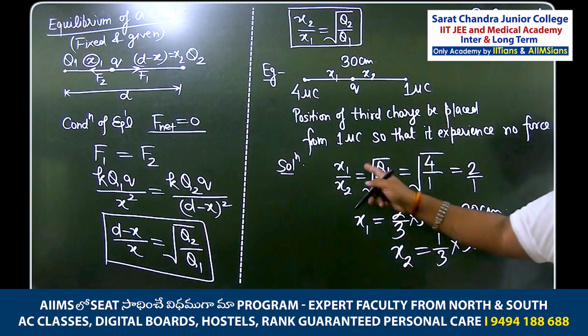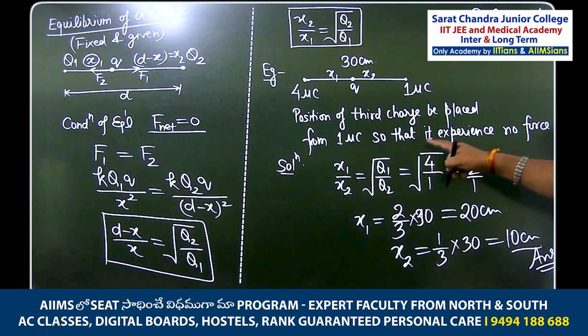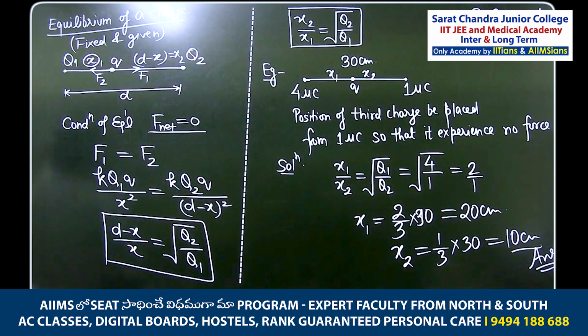Did you understand? That x1 by x2 is in the ratio of 2:1. So what is your x1 part? 2/3 of the total. What is your x2 part? 1/3 of the total. 1/3 of the total is 10 centimeter. That means what is my answer? From the 1 microcoulomb charge means x2, so the answer is 10 centimeter. Is that clear? Everybody? So there is no need to remember this complex formula unnecessarily. Simply x1 by x2 is under root of q1 by q2. Once you get the ratio, use the ratio with the total. It will give you a quick calculation. Okay?